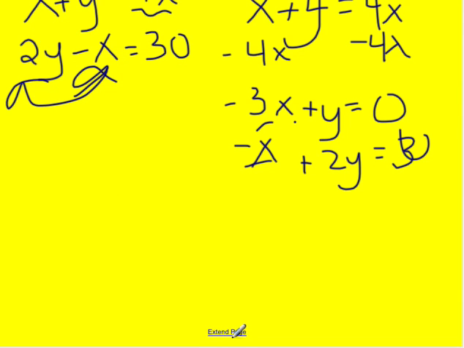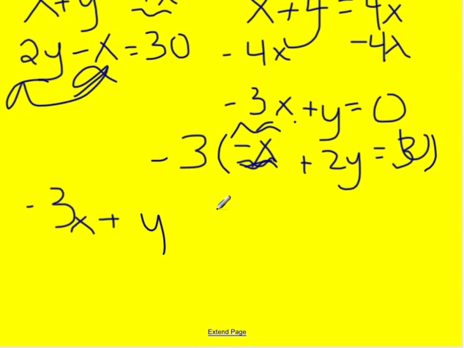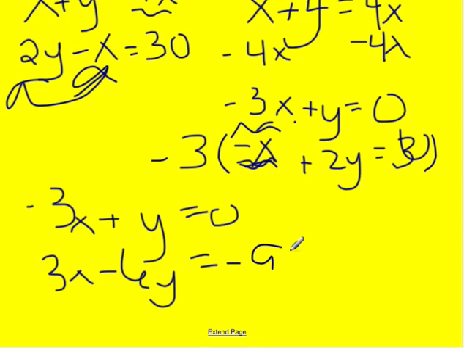So now we need to figure out how we are going to use elimination. Well, I'm actually going to multiply this to get my x's to be opposite. So I notice that they're both negative, so I'm going to have to multiply by a negative to switch those signs. And then I notice that in order for me to get a positive same coefficient for this x, I need to multiply that equation by a negative 3. So the top one is going to stay negative 3x plus y, but the bottom one is going to become positive 3x minus 6y, and that's going to be equal to 30 times a negative 3, which is a negative 90.